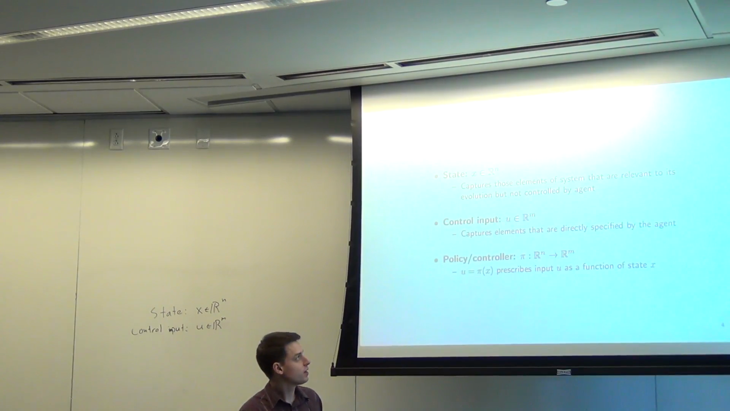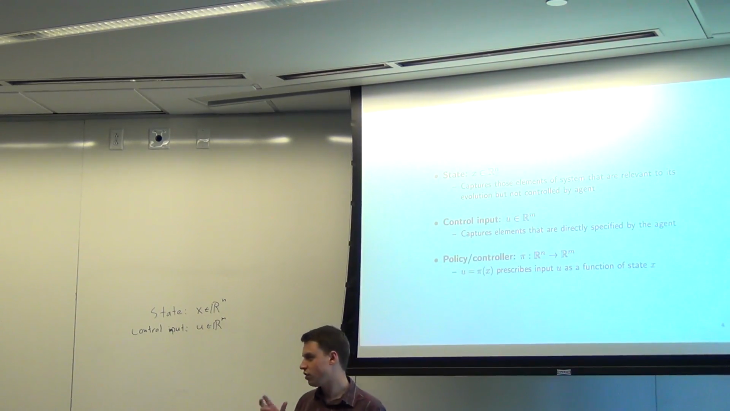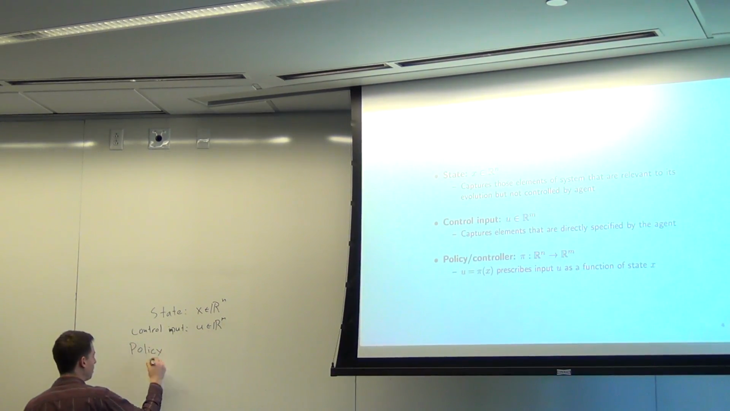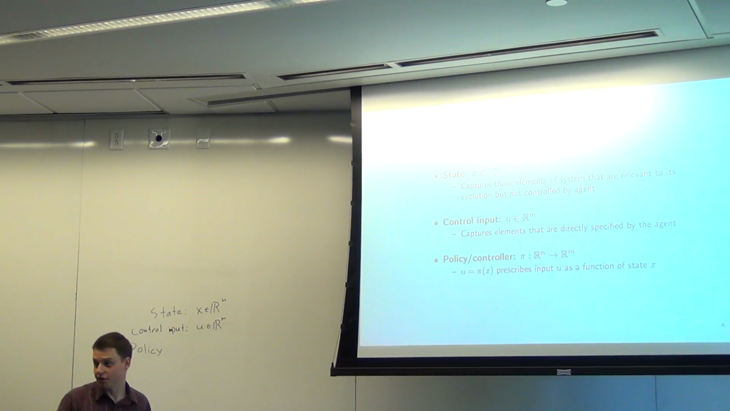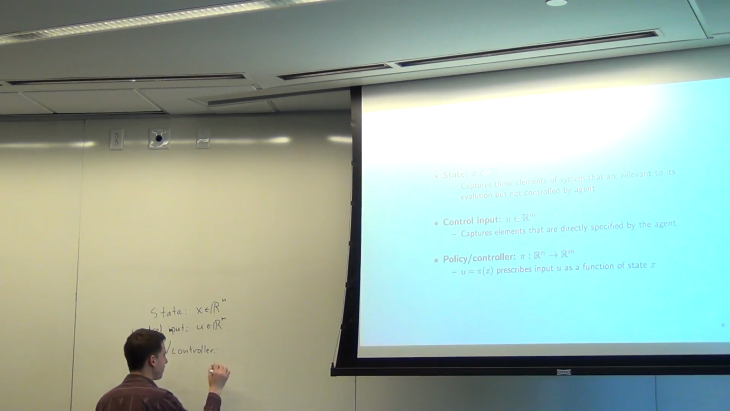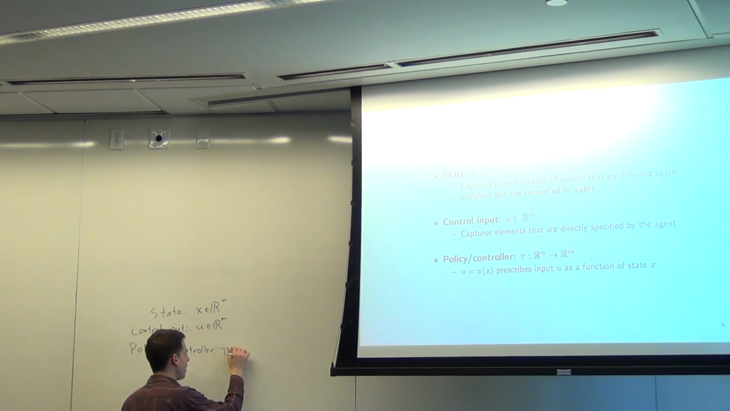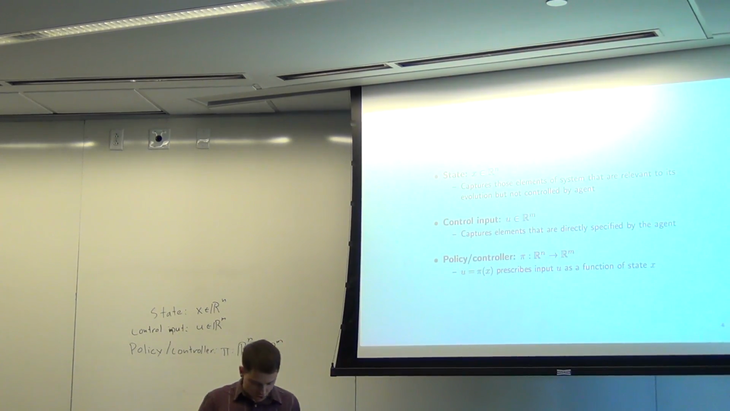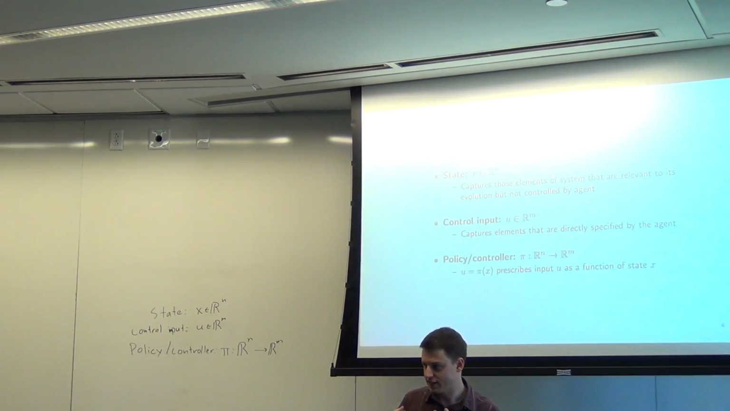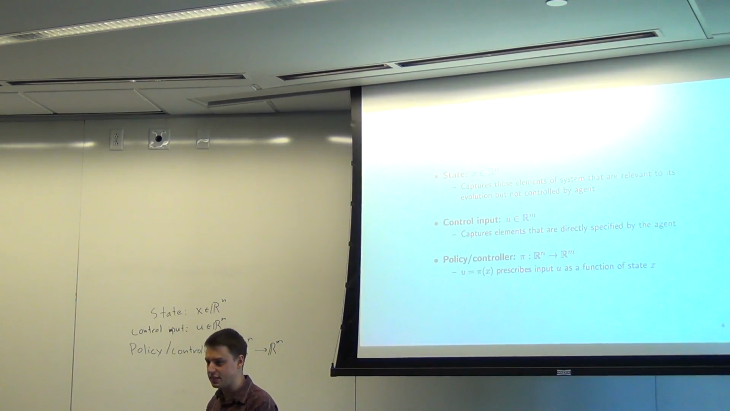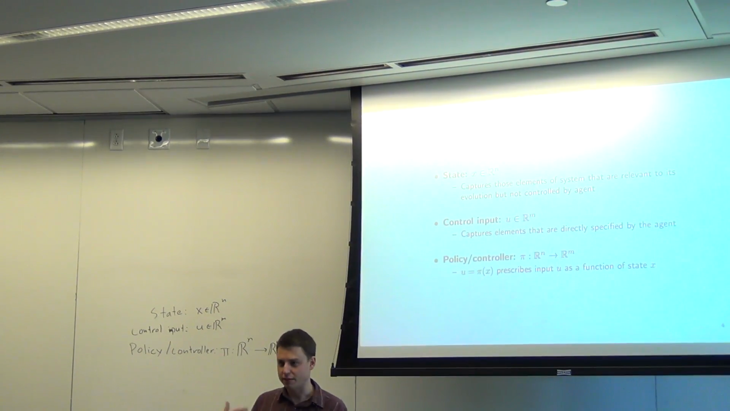And finally, there is what's called a policy or a controller. When we talk to machine learning people, they'll call it a policy. When we talk to controls people, they'll call it a controller. These are the same thing though. What this is, is a function, which I'll write as pi. And pi takes as input state vectors and outputs controls. So what a controller does is it looks at the current state, and given the current state, it specifies some control or some input.